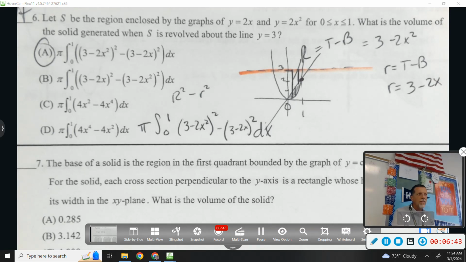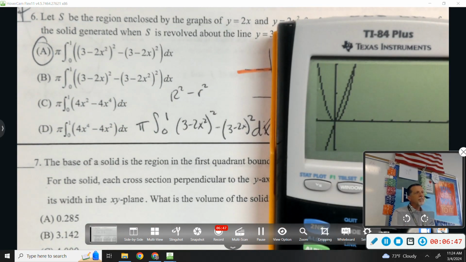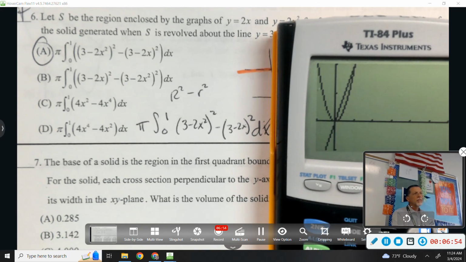Again, how do we find out who's top and who's bottom? I would say look at the graph. And I can tell by looking, like the straight line is the top one and the parabola is the bottom one. Oh, yeah, I see that.